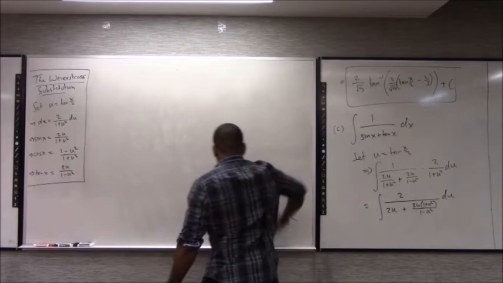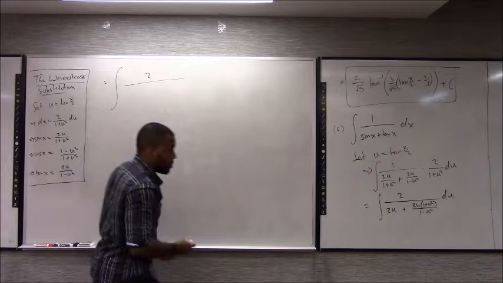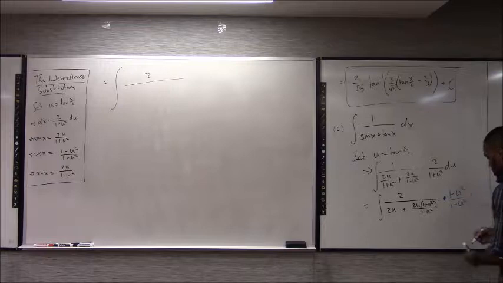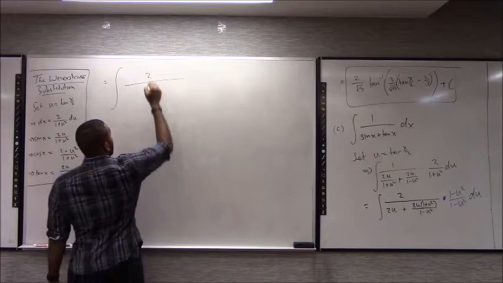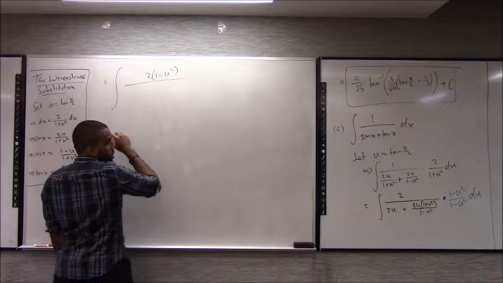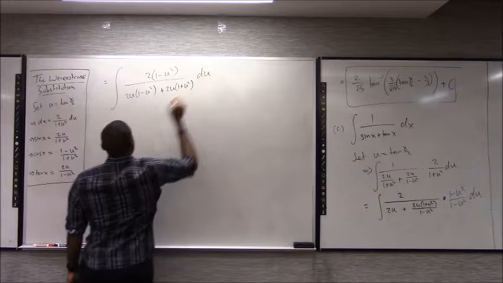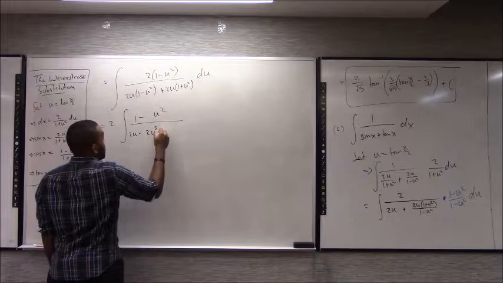To simplify that, I would probably just multiply and divide by the LCD to change this to a simpler fraction. It's not going to be simple, but so what I'm going to do here, multiply and divide by 1 minus u squared. So in the bottom, I have 2u times 1 minus u squared plus 2u times 1 plus u squared. Let's clean this up a bit. We can factor out a 2 from the top of 1 minus u squared. Over here, I'm going to have 2u minus 2u cubed plus 2u plus 2u cubed du.